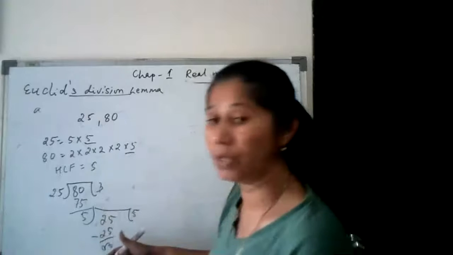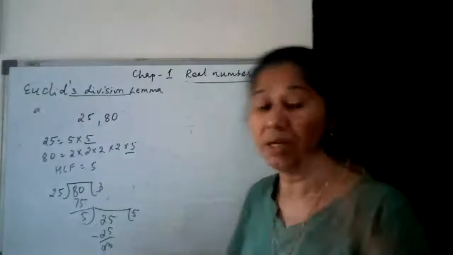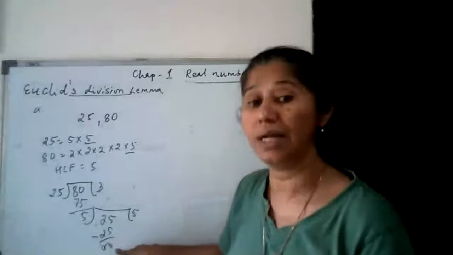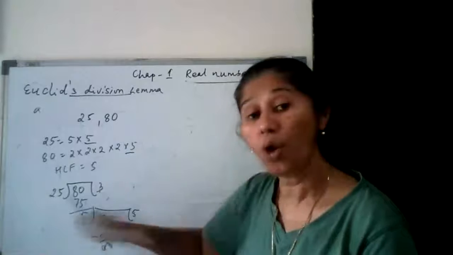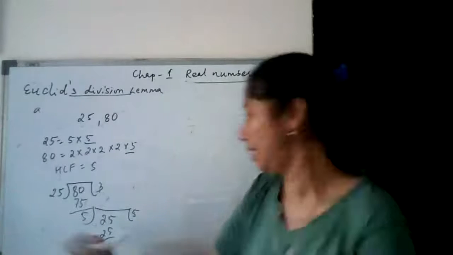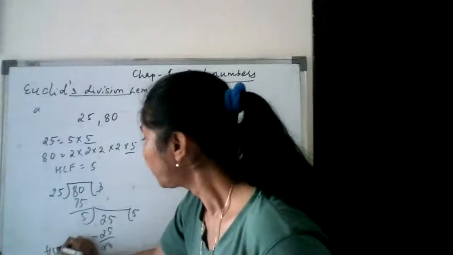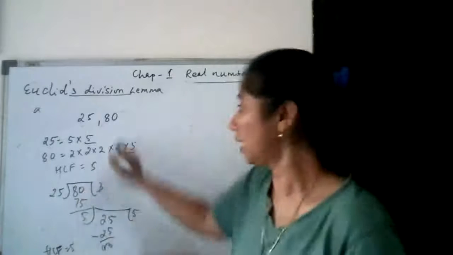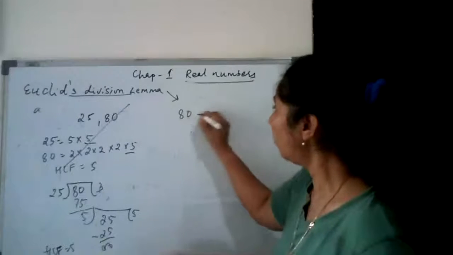Here it ends in two steps. It might happen that it goes on extending for 4 to 5 to 6 steps. You continue this till you get 0, and once you get 0, your divisor is your HCF. So HCF is 5 here. Now how to write this? We are not following this method here.